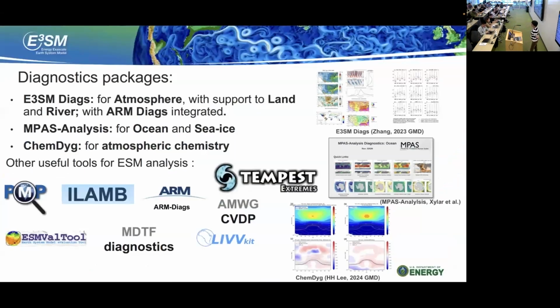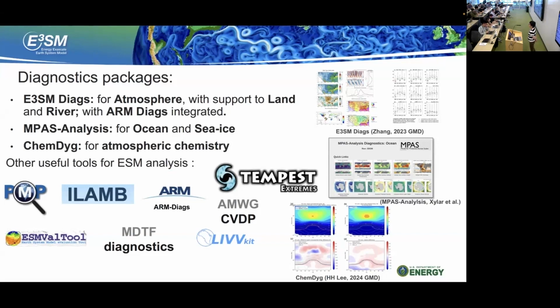Diagnostic packages are a set of essential tools to benchmark Earth system model performance. Every modeling center has a set of tools to help guide model development. In E3SM, we have 3 in-house developed diagnostics packages. One is E3SM Diags. This package focuses on atmosphere fields, with some limited support for land and river variables.